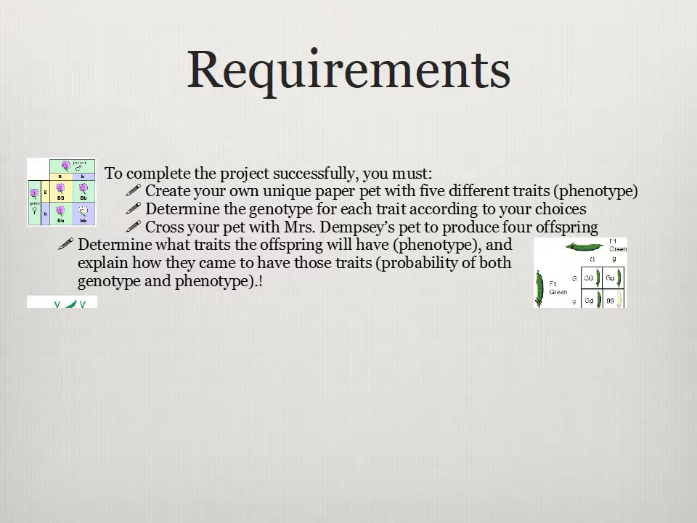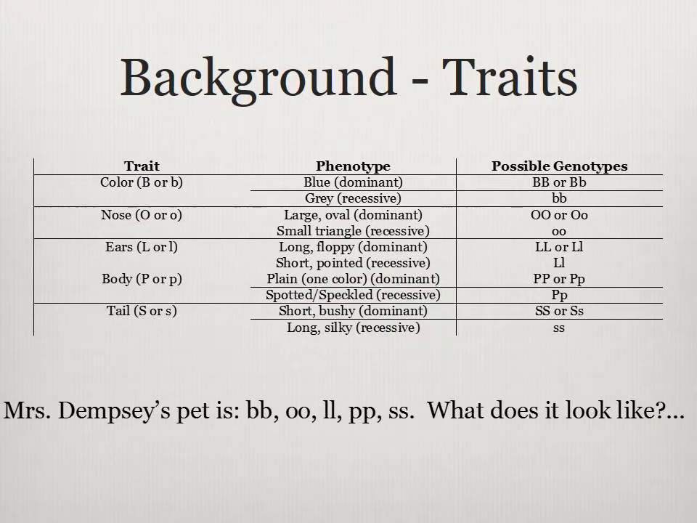Genotype is actually the letters that we have in our genes that determine what the phenotype, or what the actual trait that we see, is. You're going to cross your pet with my pet, and then our mating will produce 4 different offspring. And you're going to determine what traits the offspring will have based on the crossing that we're going to do with the two parents. So let's do some background.